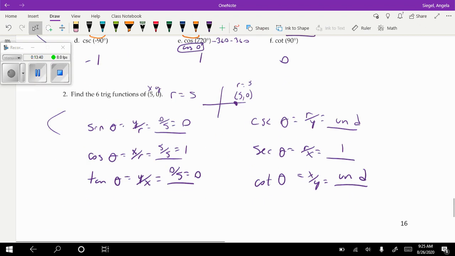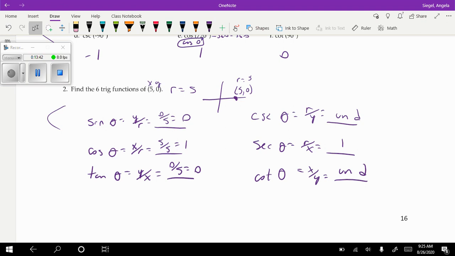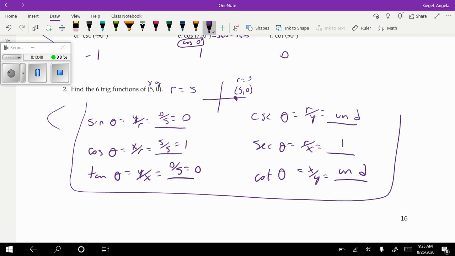And then down here, I figured out that this was a 0 degree angle or 360 degrees. So however you want to look at this, however way makes the most sense to you, I just kind of showed my work there. And that is it for lesson 3.